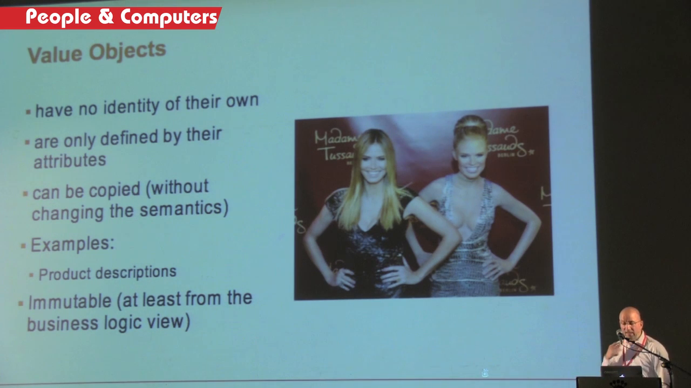The picture in that case, by the way, is Heidi Klum, a German top model who hosts the show Germany's Next Top Model. She has no recognizable identity, is only defined by her attributes, and as you can see from the picture from Madame Tussauds, she can be copied, and the copy is just as good as the original. And as far as I can tell, she has not changed visibly in the last 20 years.